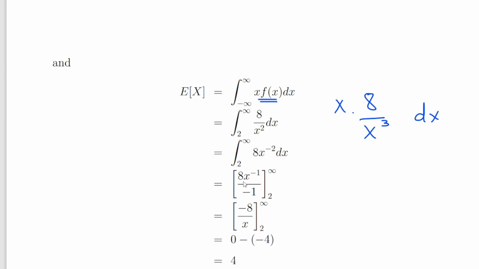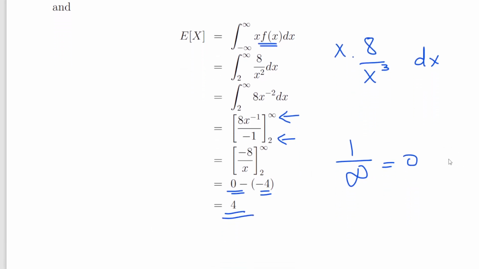So when we evaluate that, we have 8 times x to the power of minus 1 divided by minus 1. That's a definite integral evaluated from 2 to infinity. So minus 8 divided by x evaluated from 2 to infinity. Again, 1 over infinity is assumed to be 0, and that's why we get 0 there. And minus 8 divided by 2 is minus 4. So 0 minus minus 4 gives us 4. So the expected value of x is equal to 4. Okay, that's it. We're done.